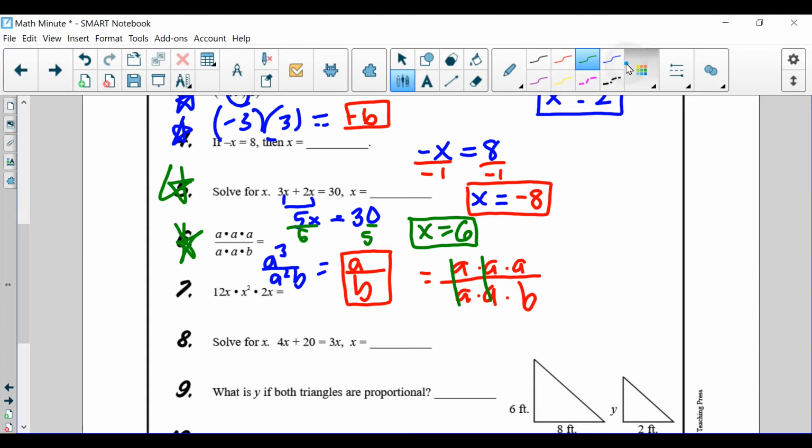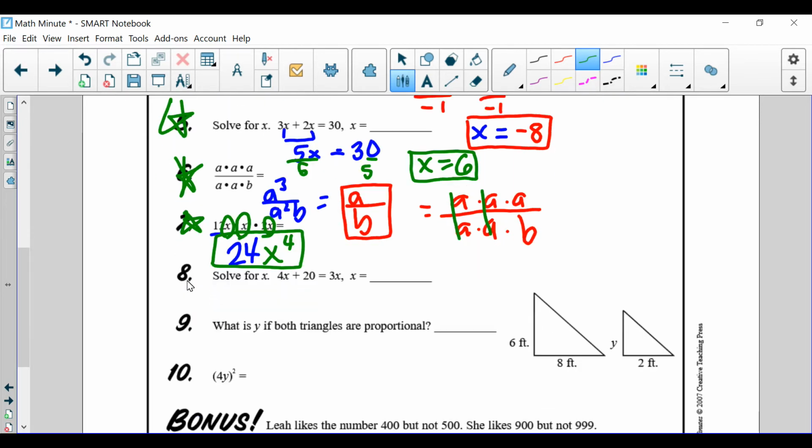Next, let's go over number 7. Number 7, we've got 12 and 2. 12 times 2 is 24. Then we've got the x's. We've got x, x squared, and x. How many x's are there? There are 4. So we've got 24x to the 4th.